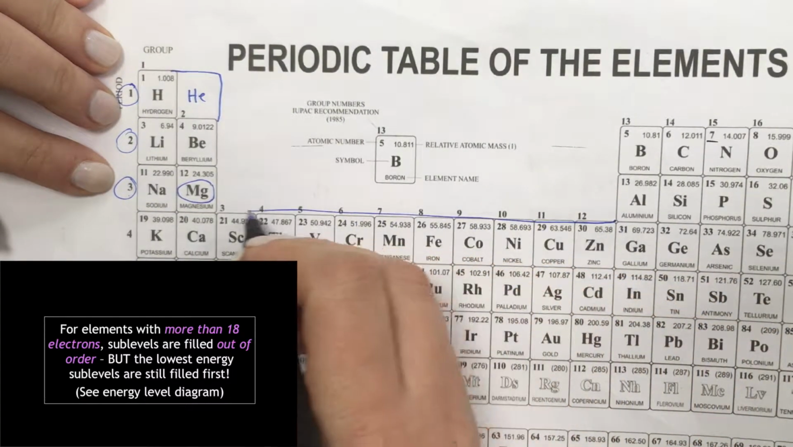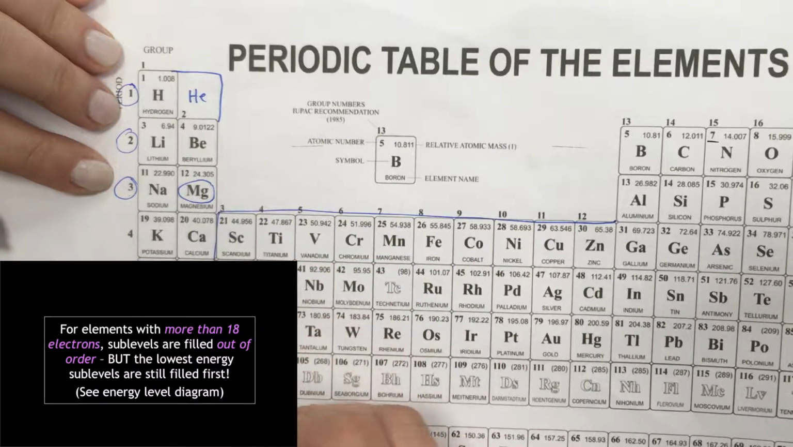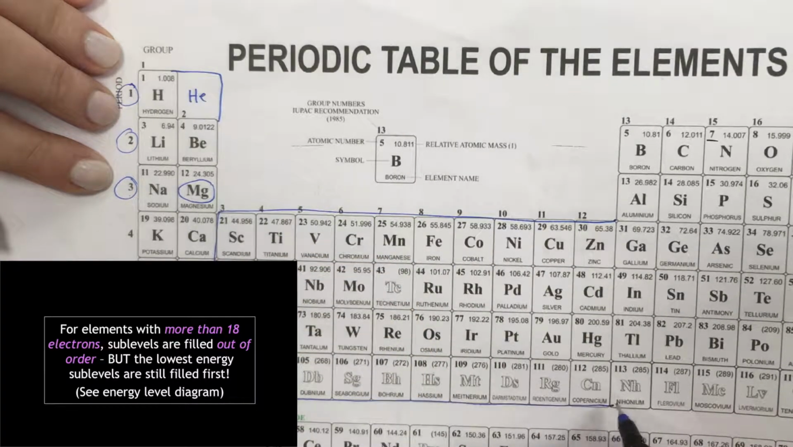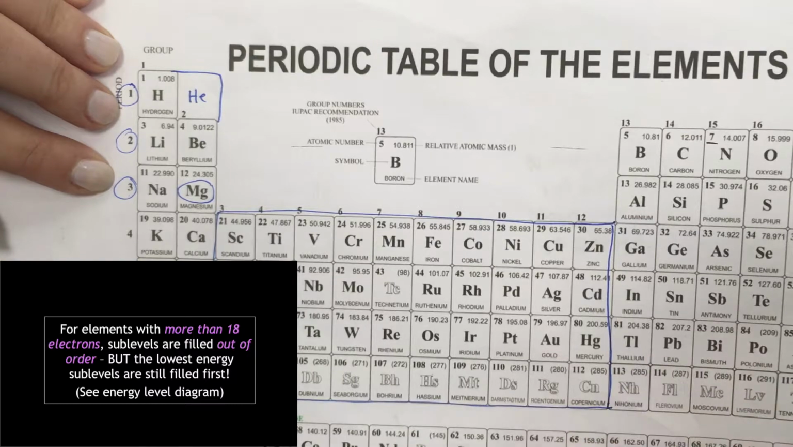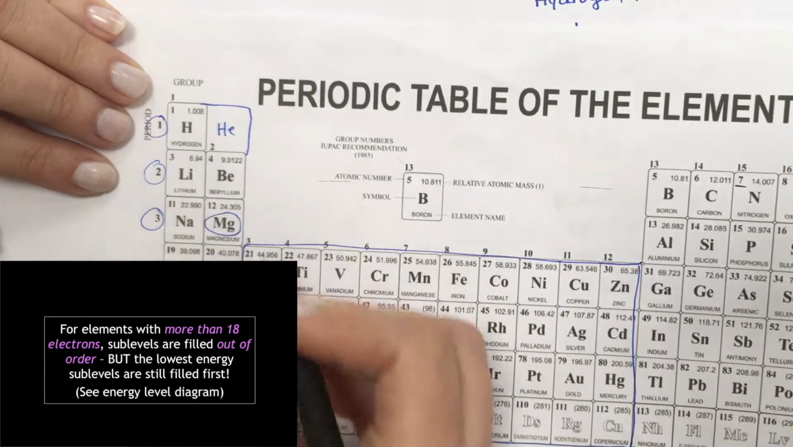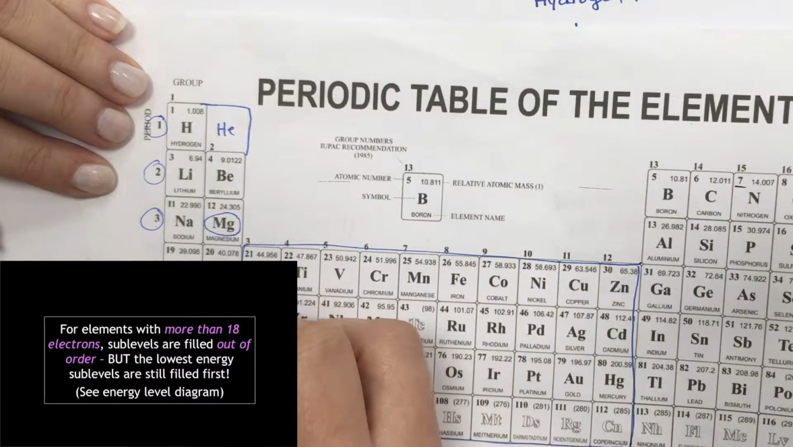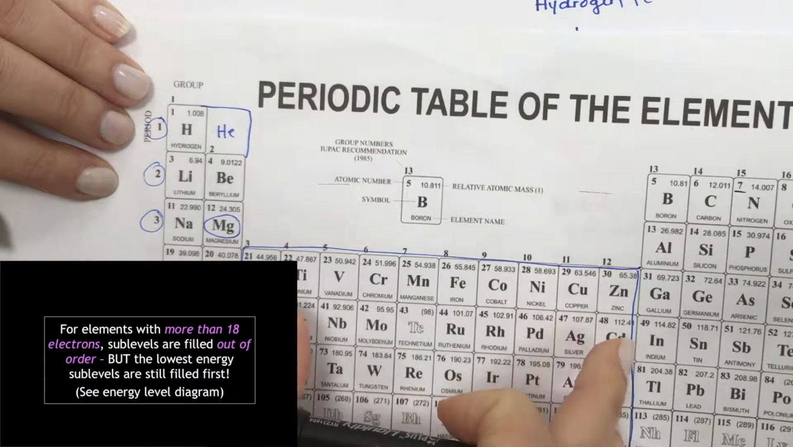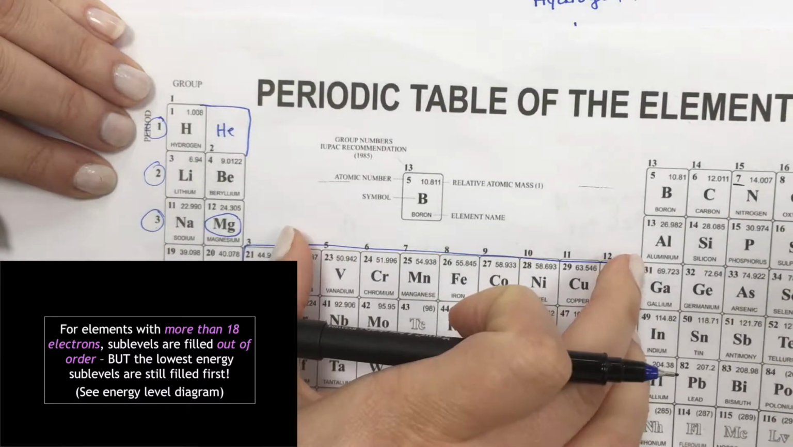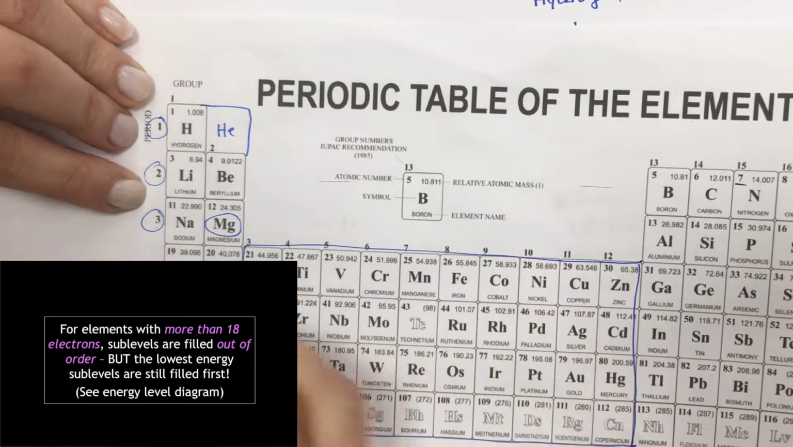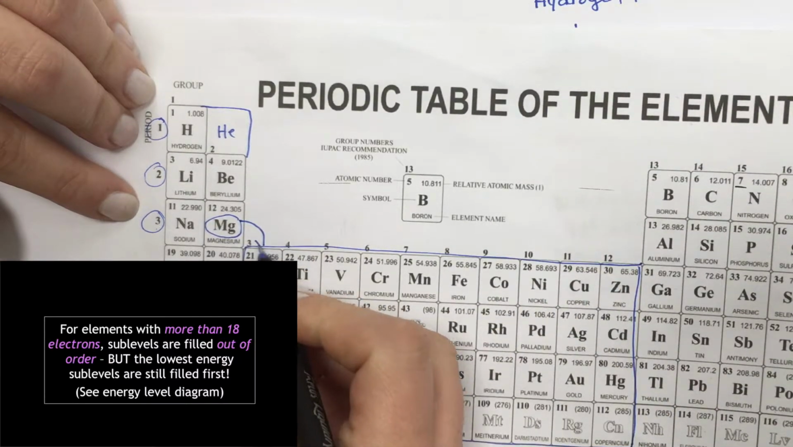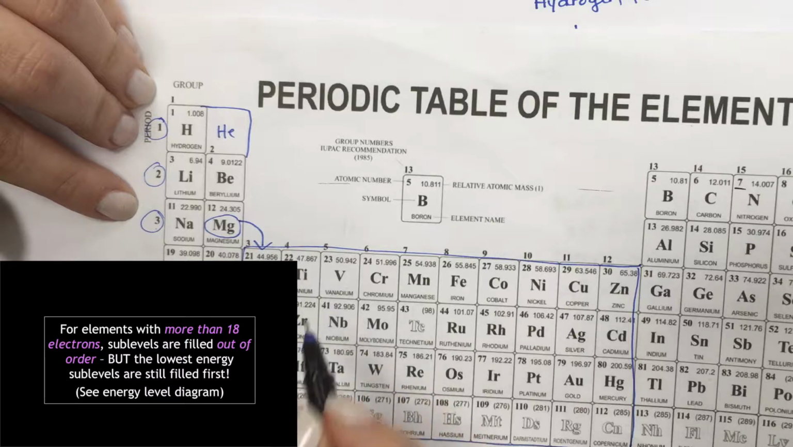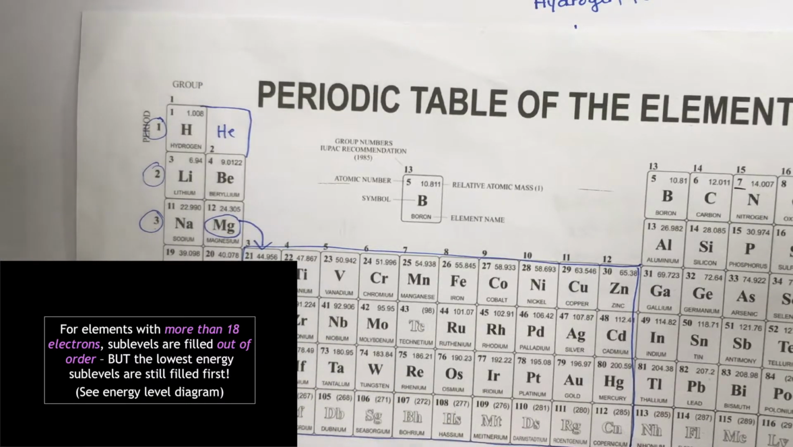Unfortunately, the d orbital is not compliant with that trend. It would be nice if it was, but it's not. So the d orbital actually starts with the third energy level. So kind of picture this whole block moving up one. So basically you go from magnesium to scandium on the third energy level, okay? So that's what it's talking about, that they're filled out of order.